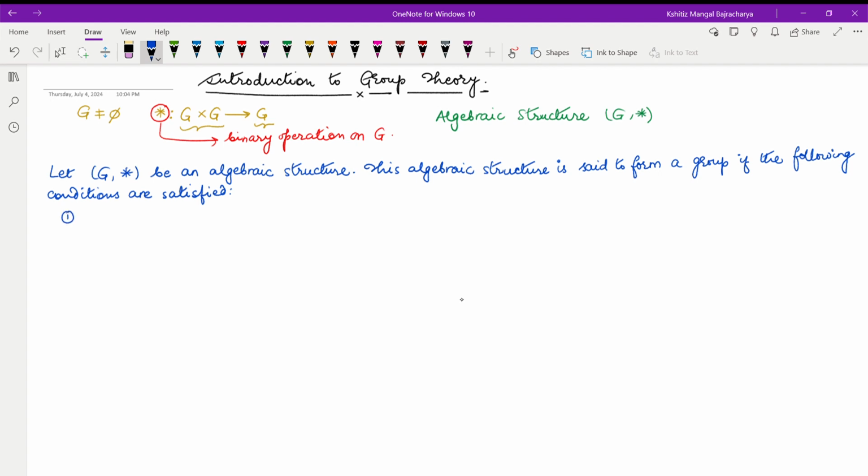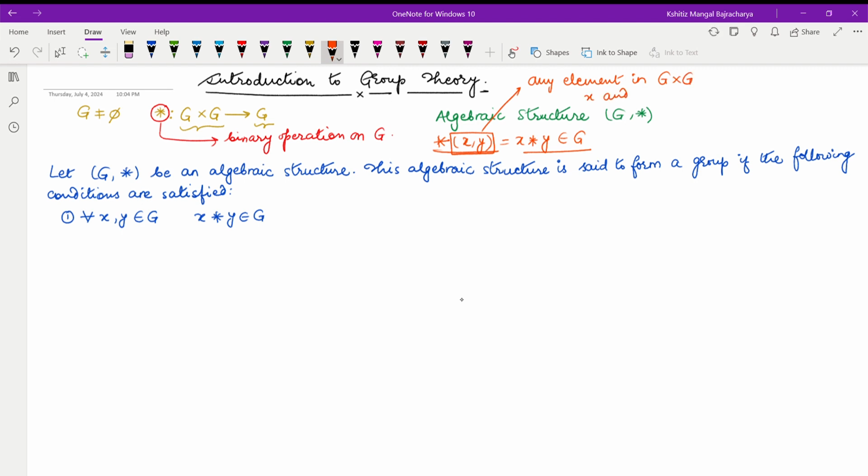The first condition is that for all x and y belonging to G, x star y is in G. This is called the closure property, and this can be omitted because by definition star maps (x, y) to x star y, which should belong to G. Here x and y are any elements in G. So this is a consequence of the definition, and this closure property can be omitted from the definition of the group.